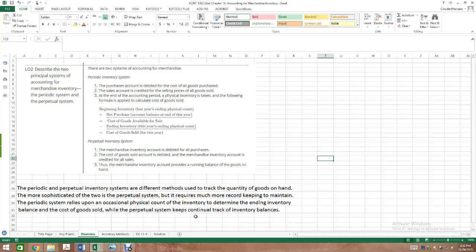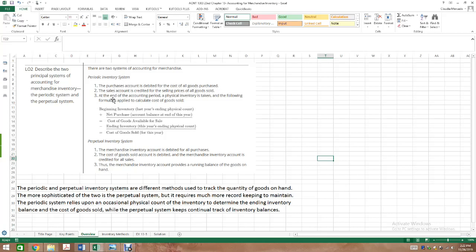So here we have the differences in calculation between the two. We have the periodic inventory system. In this particular system, the purchases account is going to be debited for the cost of all of the goods purchased. So you're going to have an account called purchases, and anything that you spend on purchasing your goods, that's where you're going to debit. And then the sales account is going to be credited for the selling price of all goods. Whenever you sell it, you're going to record the sales price.